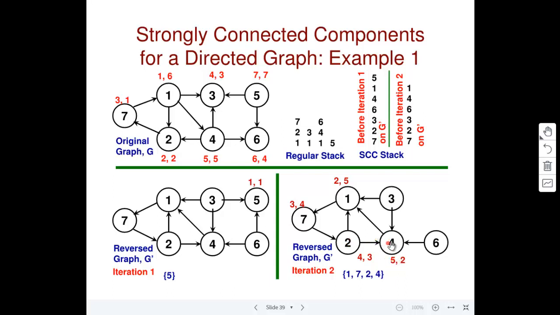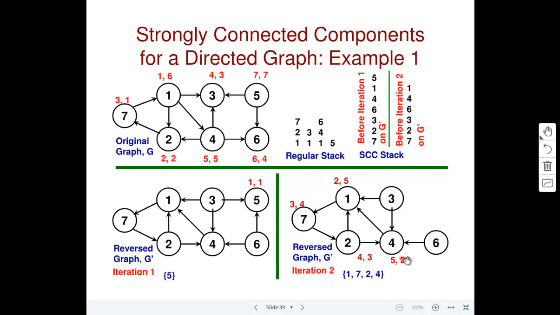Now from 4, earlier from 2 you cannot go to 1 because 1 is already in the stack. We all know that from depth first search. So you have to go to 4. Now from 4 you have again a back edge to 1, so you cannot go to 1. You cannot go anywhere else to a new vertex from 4, so that's the time to pop out 4 from that regular stack.